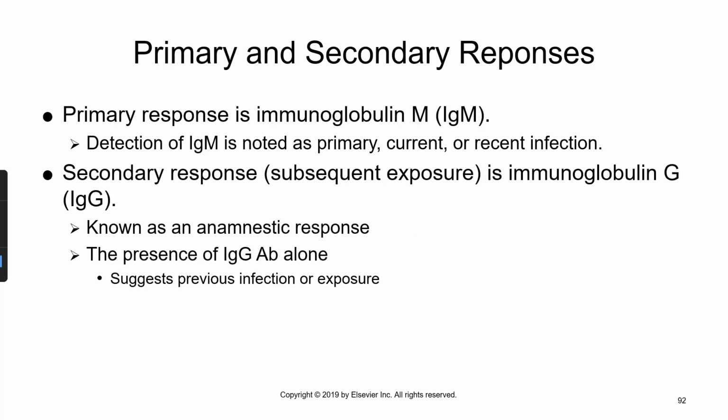Primary and secondary responses. Primary response is immunoglobulin M or IgM. The detection of IgM is noted as primary, current or recent infection. So if we investigate patient's serum and we see that there's IgM antibodies, we assume that it's the first time they've been exposed. They are currently infected or they had a recent infection. The secondary response is usually the subsequent exposure, and that's immunoglobulin G, IgG. It's known as an anamnestic response. The presence of IgG antibody alone suggests previous infection or exposure.